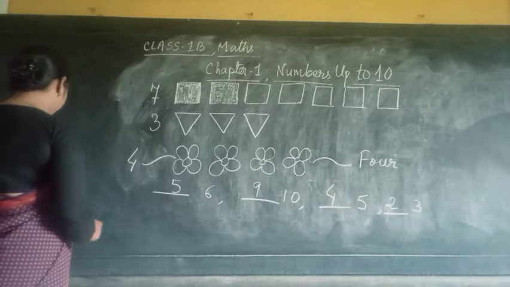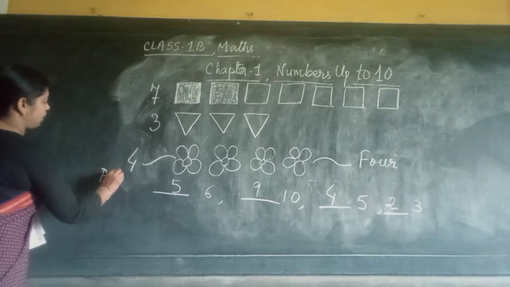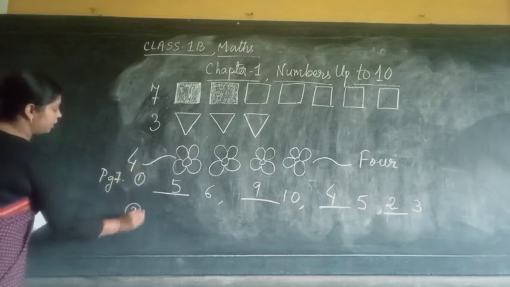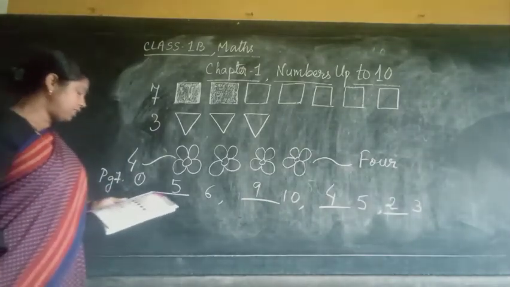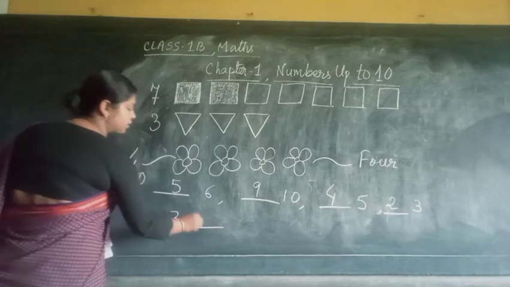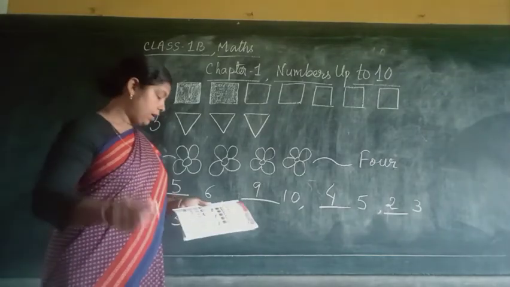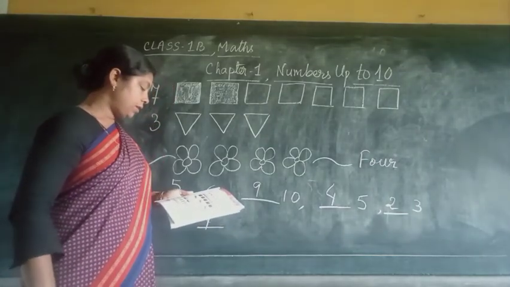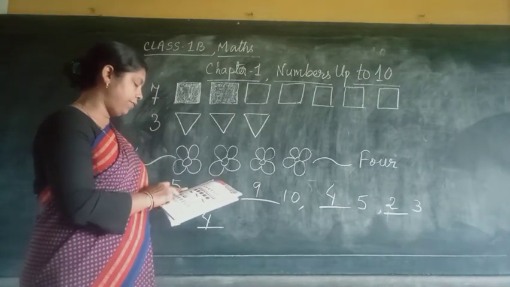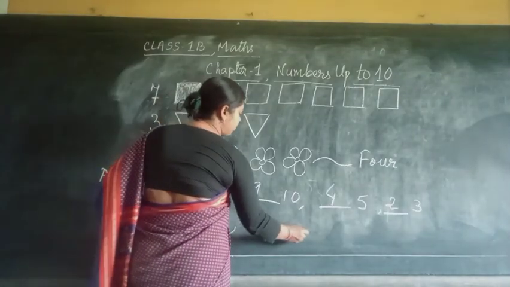Okay, next one you see. This is page 7. I am writing here page 7 so that you understand. This is page 7 number 1. This is page 7 number 2. Now you see, count the objects. How many televisions are there? 3. So after 3 what comes? After 3, 4 comes. We have to write the number that is after. See here how many cats are there? 1 2 3 4 5 6 7 8. 8 cats are there. So after 8 what comes? 9 comes.